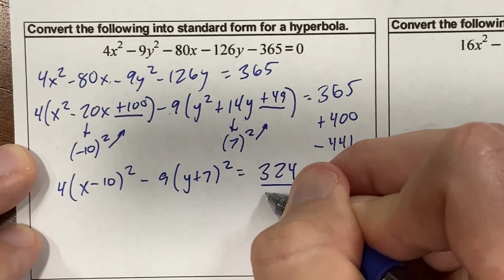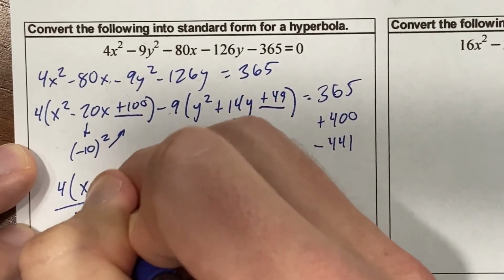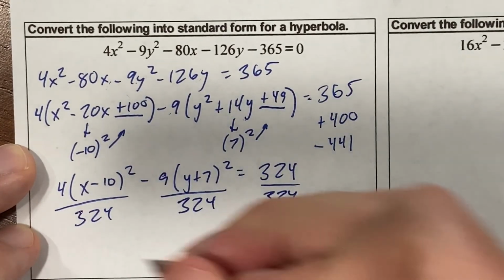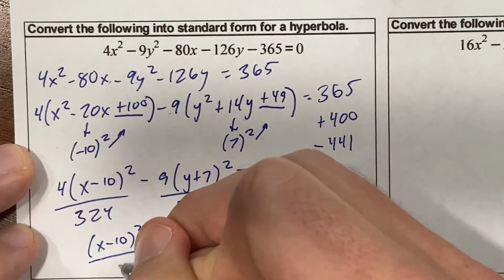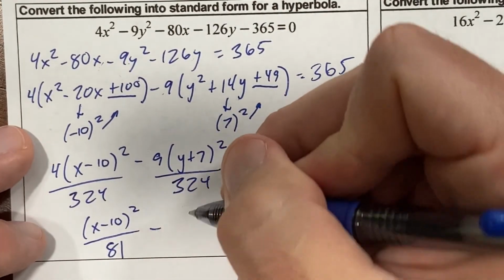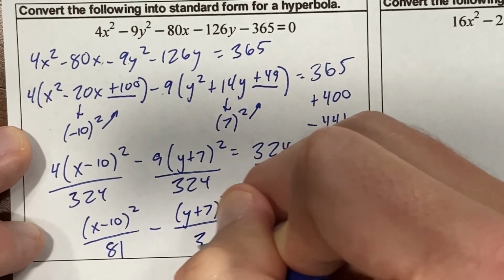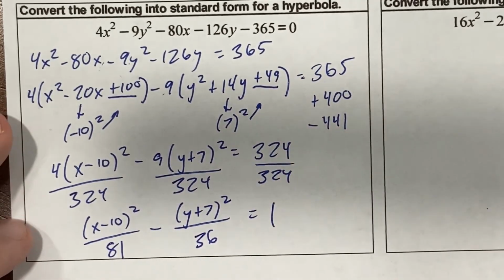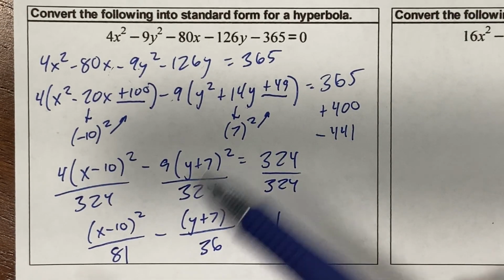And we gotta make this stuff say equal 1 over here. So let's divide by 324 everywhere. And that'll leave us with x minus 10 squared over 81 minus y plus 7 squared over 36, and that is equal to 1. So my center is at 10, negative 7, and we can go from there.